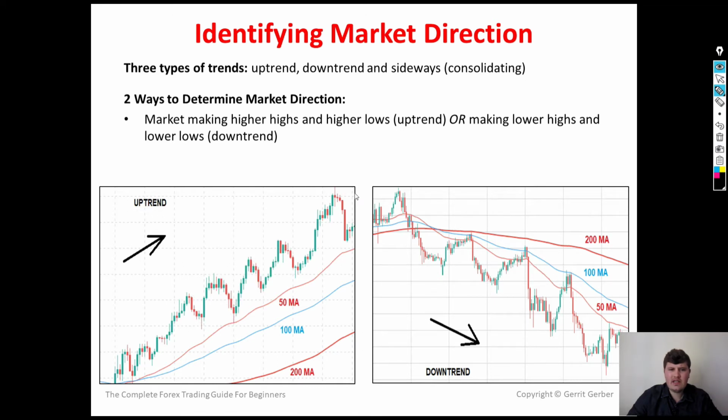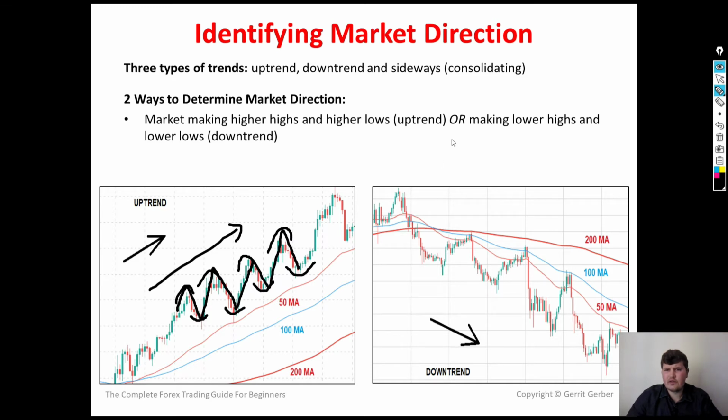So by using this analogy of the market making higher highs and higher lows, you can see that the market is on a clear uptrend, and it's bouncing from high to low, and each time it's going higher and higher and higher.